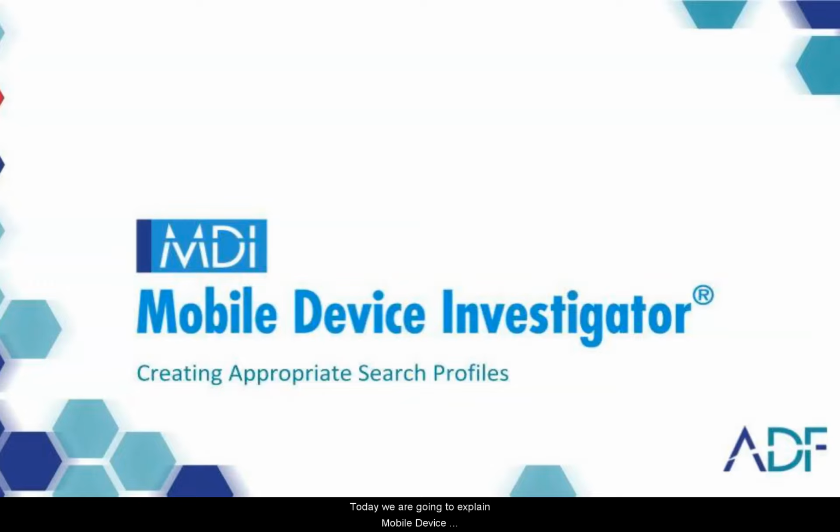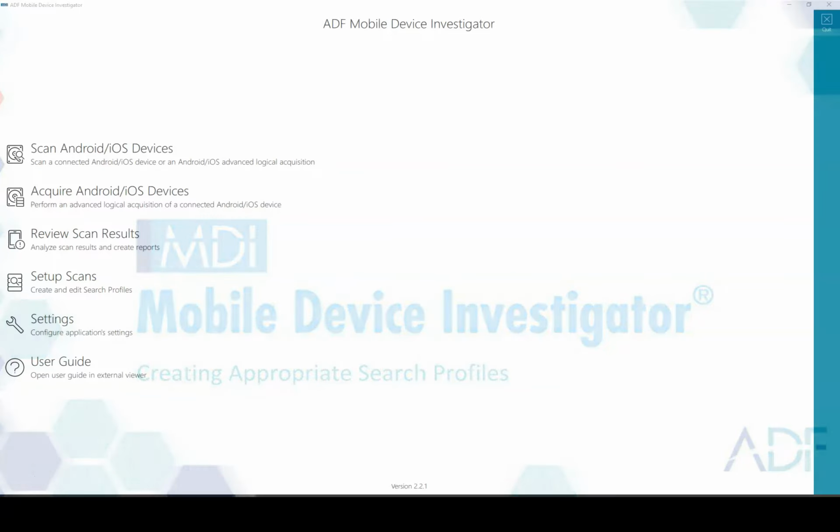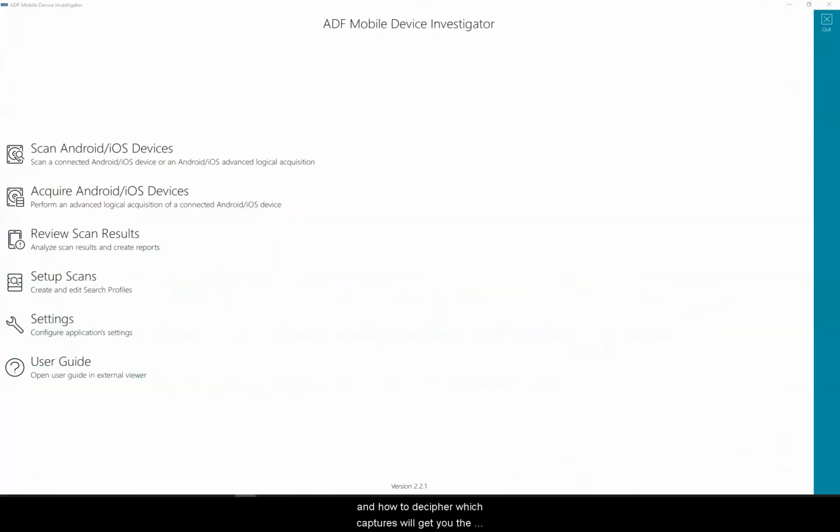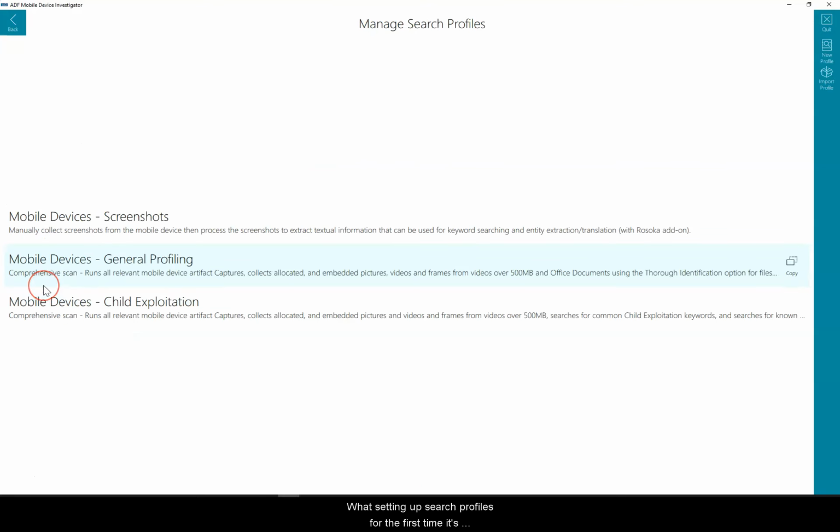Today we are going to explain Mobile Device Investigator search profile capture selection, and how to decipher which captures will get you the information you are looking for. When setting up search profiles for the first time, it's sometimes difficult to resist picking everything and seeing what you will get. If you are looking to accomplish this, we have already given you the best comprehensive option with mobile devices general profiling and mobile devices child exploitation.